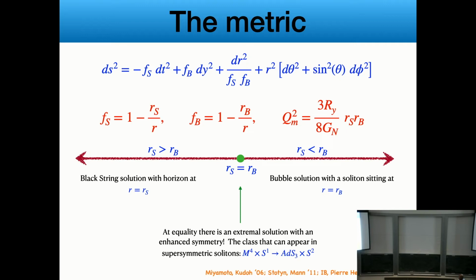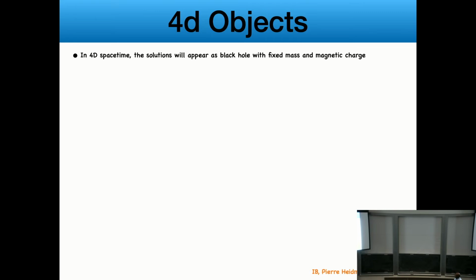When RB is greater than RS here, then the extra dimension is going to shrink first, and then you have these bubble geometries. So they already are there. And then studying this physics and showing that these things are doing exactly what we want is the paper that we wrote here. Okay? So I can say a little bit about these things.